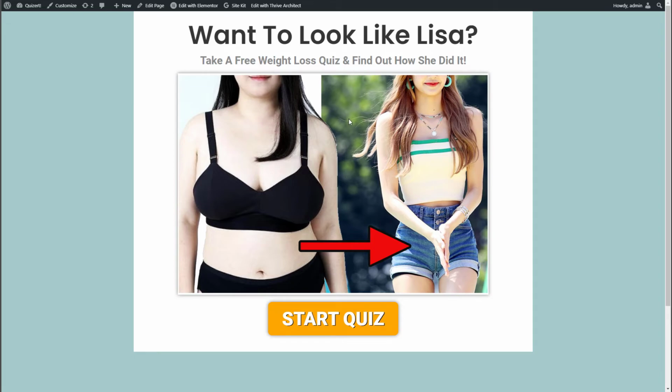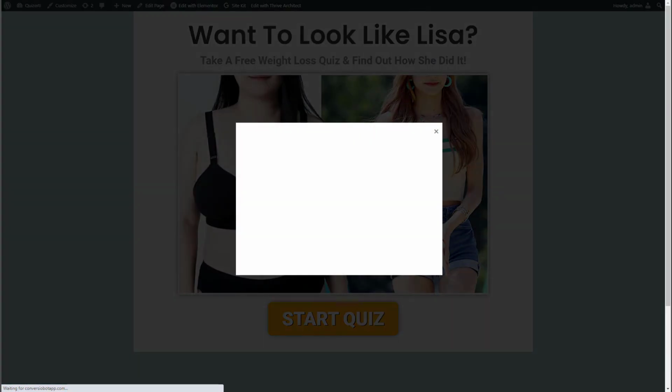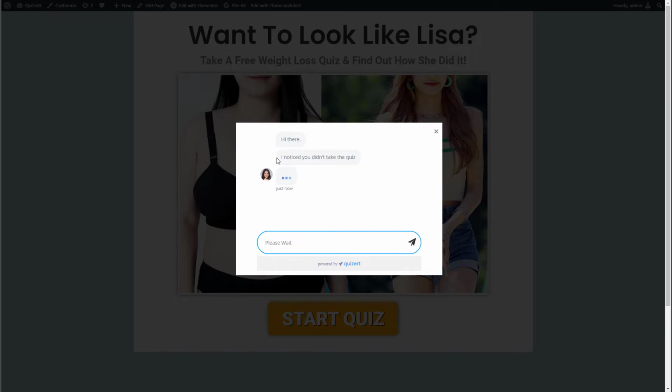All right. So you've got this basic landing page here, and let's say somebody lands on here and it says, "Want to look like Lisa? Take a free weight loss quiz and find out how she did it." Let's say for some reason the person's not interested. They try to bounce off and they go to close the browser. So when they move their mouse off the browser, you notice this pop-up comes up here. This is just a little conversation bot, a chat bot that pops up and says, "Hi there, I noticed that you didn't take the quiz. Would you still like to learn Lisa's secret to weight loss? Yes or no?" And when they click on yes, it's going to talk to them a little bit and give them the affiliate link anyways.